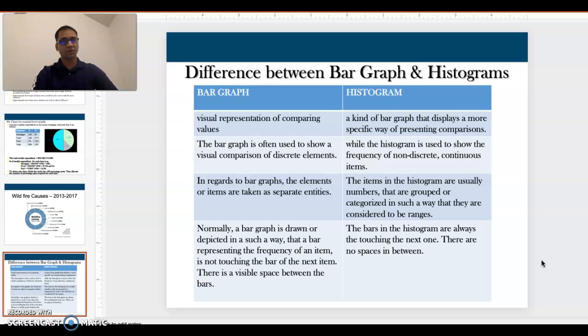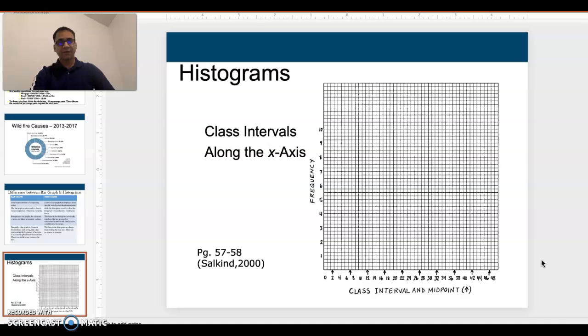Normally, a bar graph is drawn in such a way that a bar representing the frequency of an item is not touching the bar of the next item, so they are independent. There is visible space between the bars. The bars in a histogram are always touching the next one. There are no spaces in between. So we'll look at how we can draw a histogram using graph paper. You can do this by hand on graph paper.